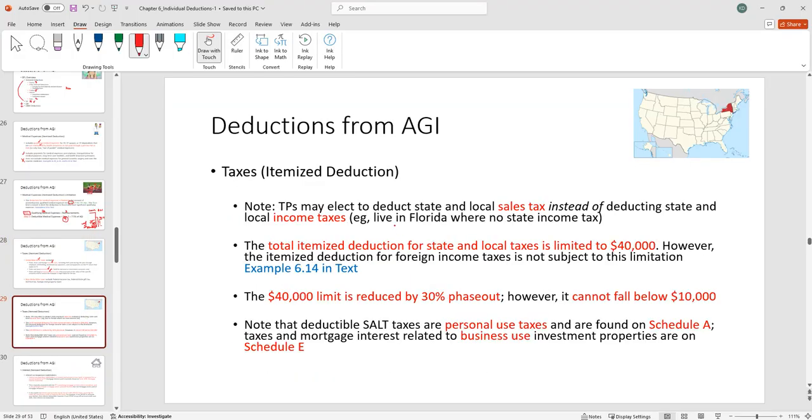One thing to be aware of, right, is if you live in a state where there are no income taxes, like Texas and Florida, you could choose instead to deduct sales tax. So maybe you buy a big car and there's a bunch of sales tax on there. In any event, what you do need to know is this deduction is limited to $40,000. There is a phase out. It can't fall below 10, but the magic number is 40.